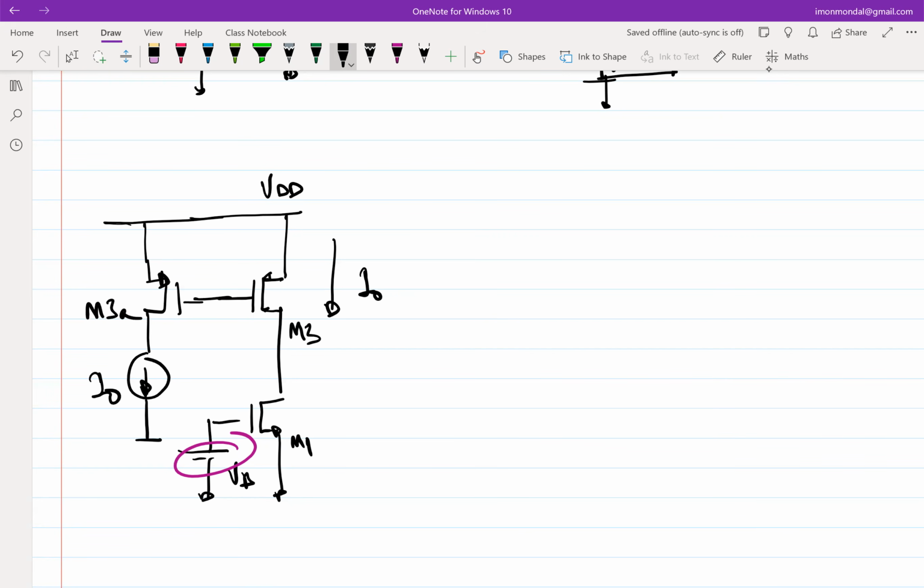I can simply copy that current, and if I again neglect channel length modulation, then this has to be there. If I neglect channel length modulation between M3 and M3A, then the current will be exactly equal. But if I don't, then there will be some difference, but that's okay. So GB also can be replaced. So there is a problem with this architecture if I leave it as is.